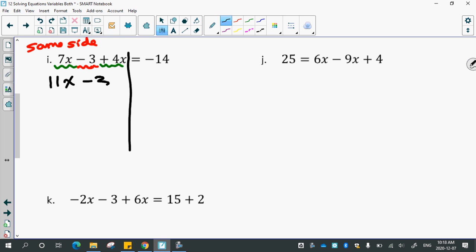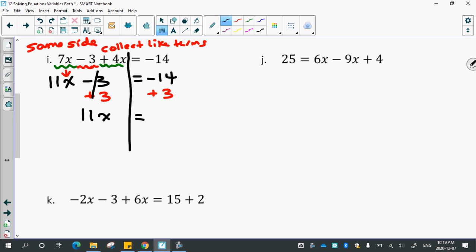And then I've still got the minus 3. And on the other side of the wall, I've just got negative 14. No x at all on the other side. Okay? So now, because I collected the like terms, I've changed it into a two-step equation. Okay? So I want to get x by itself. The side with x tells me what to do. I want to undo the subtract 3 by adding 3. There's my zero pair.